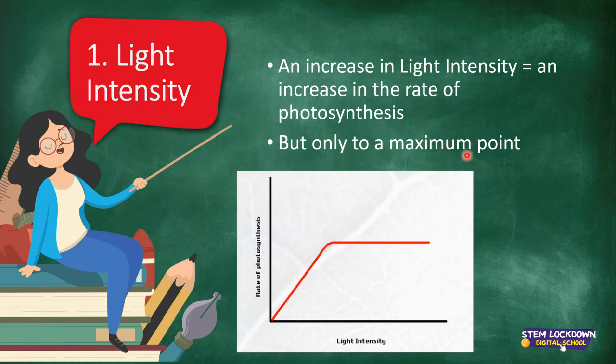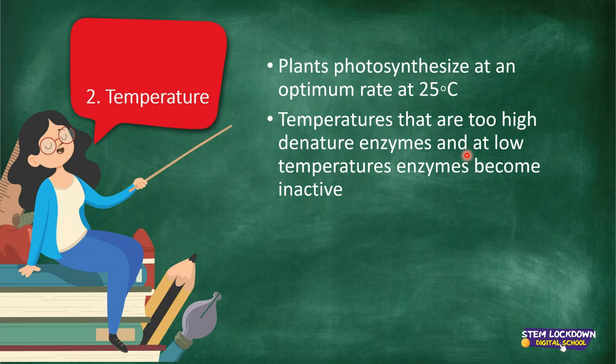Our next factor is temperature. Okay, so plants photosynthesize at an optimum rate at 25 degrees Celsius. Other textbooks have a range, which I think is the best way to put it, between 25 degrees Celsius and 35 degrees Celsius. Okay, so temperatures that are too high will denature enzymes, and at low temperatures, enzymes become inactive.